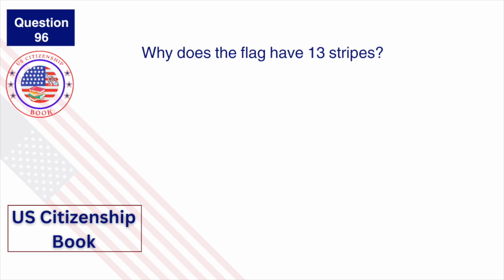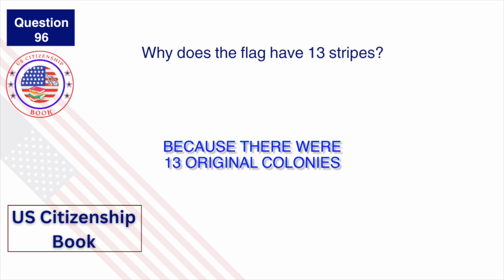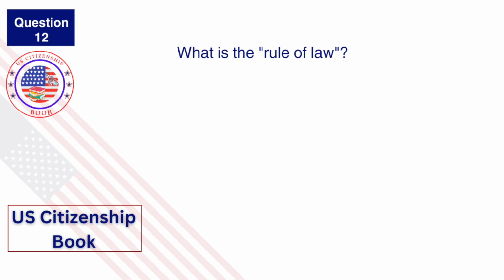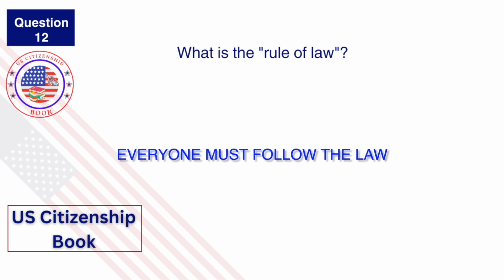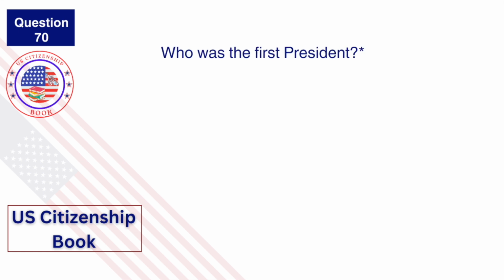Why does the flag have 13 stripes? Because there were 13 original colonies. What is the rule of law? Everyone must follow the law. Who was the first president? George Washington.